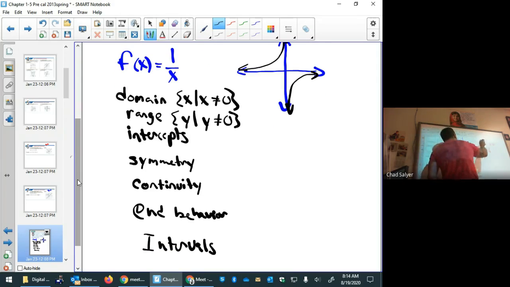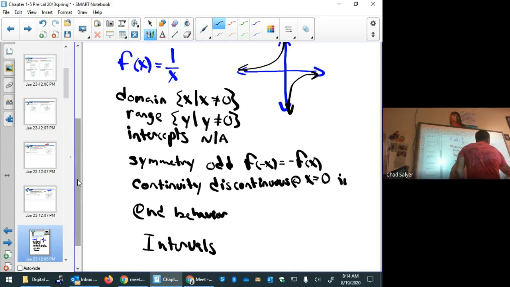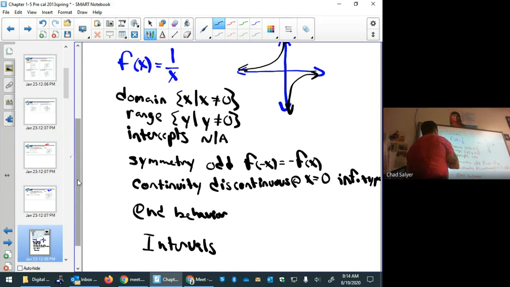The intercepts, it never touches either axis. So these don't exist. I'm going to put NA for not applicable. The symmetry, it has odd symmetry. In other words, f of negative x is equal to negative f of x. Continuity, it has a discontinuous point at 0. So it's discontinuous at x equals 0, and it is an infinite type of discontinuity.